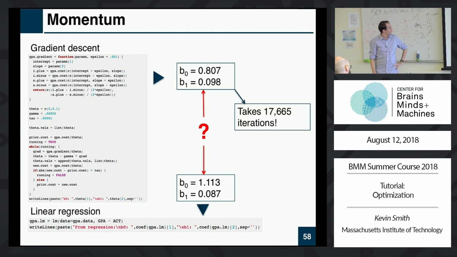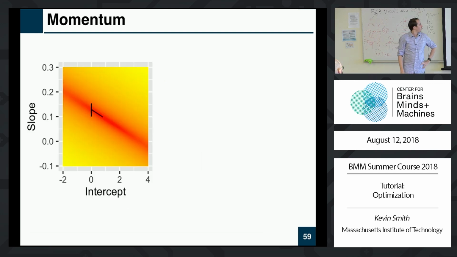And furthermore, this took a long time to run. If you actually count up the number of iterations before it hit below some arbitrary threshold, it's like 17,500. It's not very efficient. This runs instantaneously. So what's going on here? Well, we can look back at this and trace out the path we took in gradient descent, and this is what it looks like.